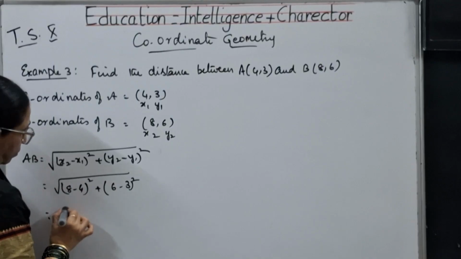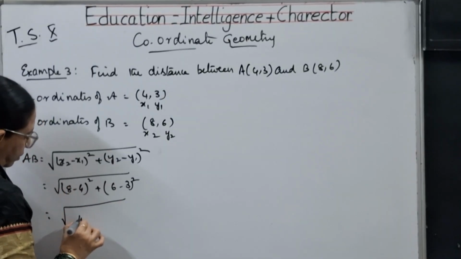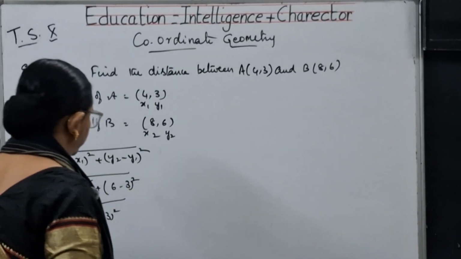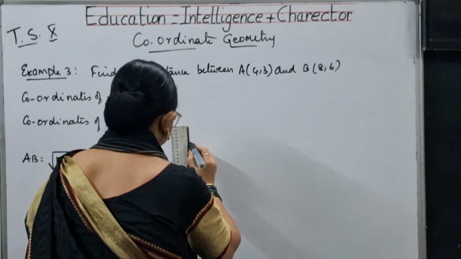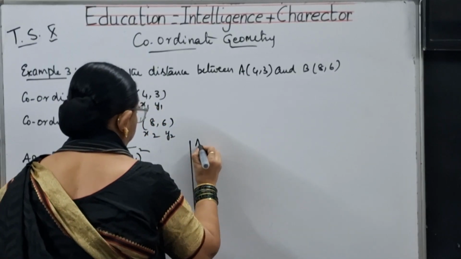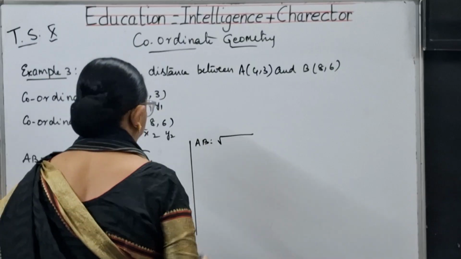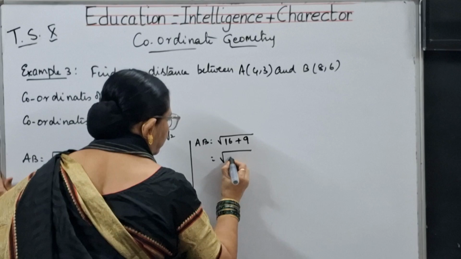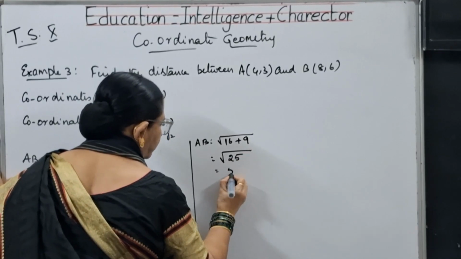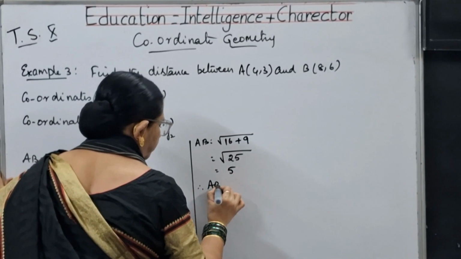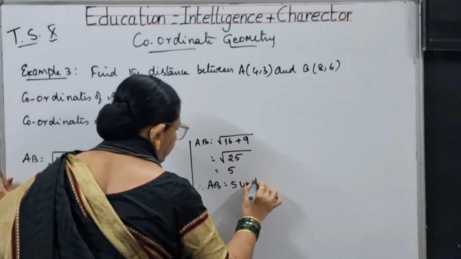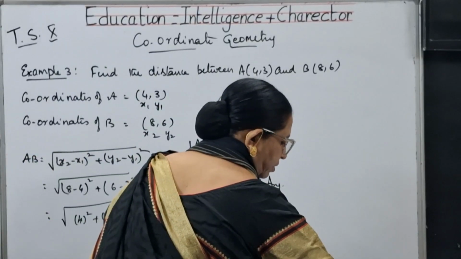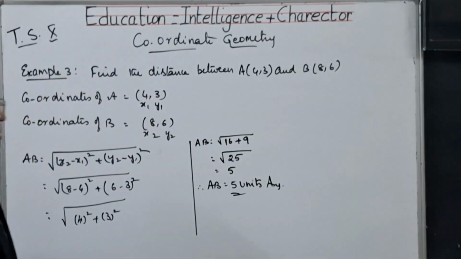So that is equal to root of, how much? (8 minus 4) is 4 whole square plus (6 minus 3) is 3 whole square. So AB is equal to root of 4 square is 16 plus 3 square is 9. That is root of 25, that is 5. Therefore, AB is equal to 5 units. This is the answer for the third example, children. Please note it down.